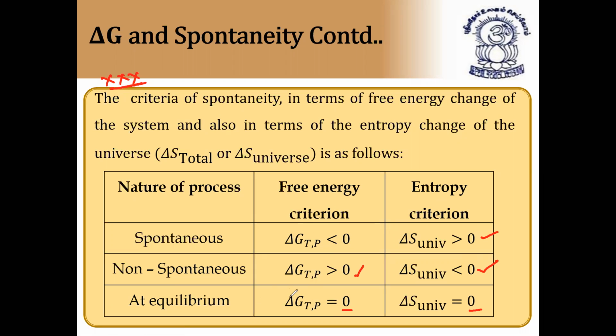As I told you in the previous slide, at equilibrium, for all reactions at constant temperature and pressure, delta G should be equal to 0, and delta S of the universe also should be equal to 0. I hope it is clear. So this table is very, very important. From this table they'll ask theoretical questions.